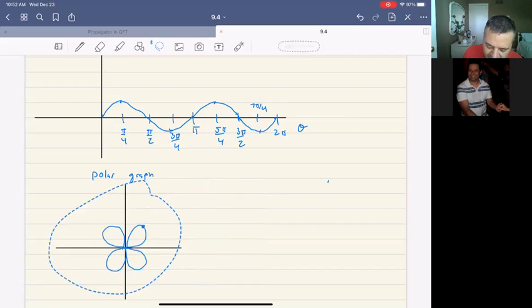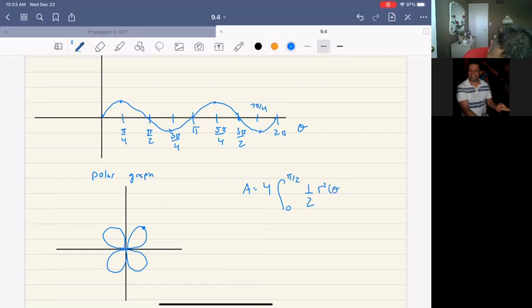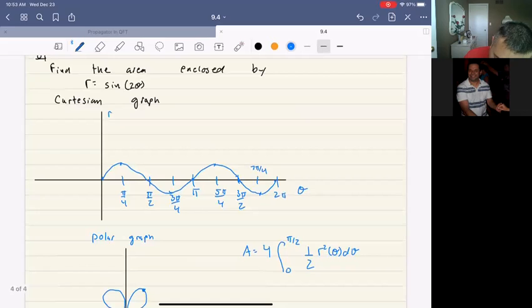Let's now find the area enclosed. Well, that's not bad. Our area is going to be 4 times the area of one petal, because I've got 4 petals, and I'm just going to find the area of one. Remember the formula for area, 1/2 r squared d theta. So the integral from 0 to pi over 2 of 1/2 r squared. But what's r squared? r is sine of 2 theta.